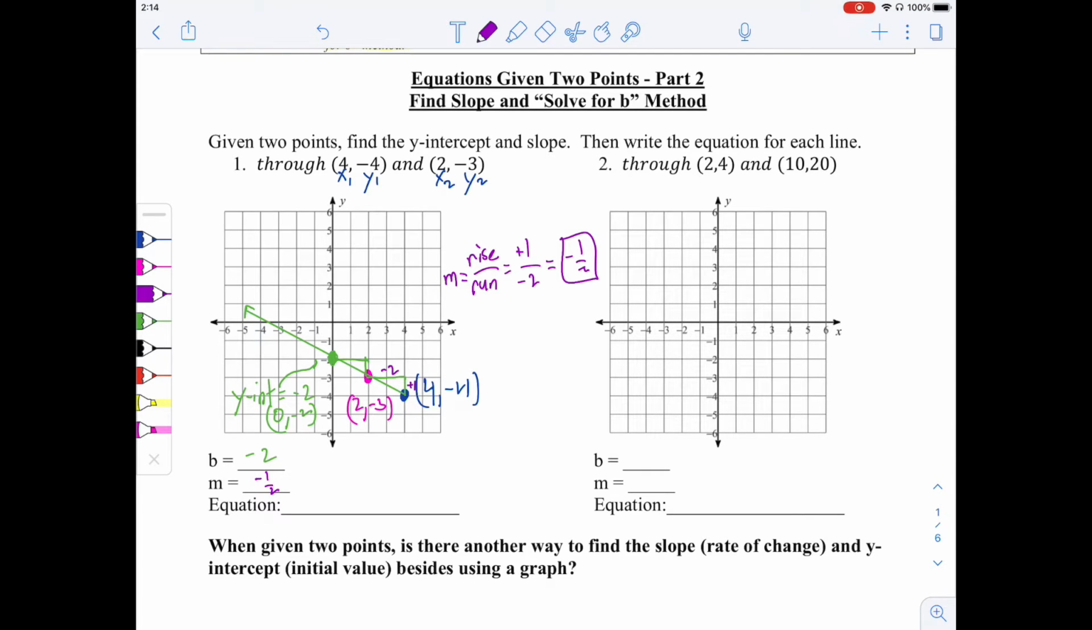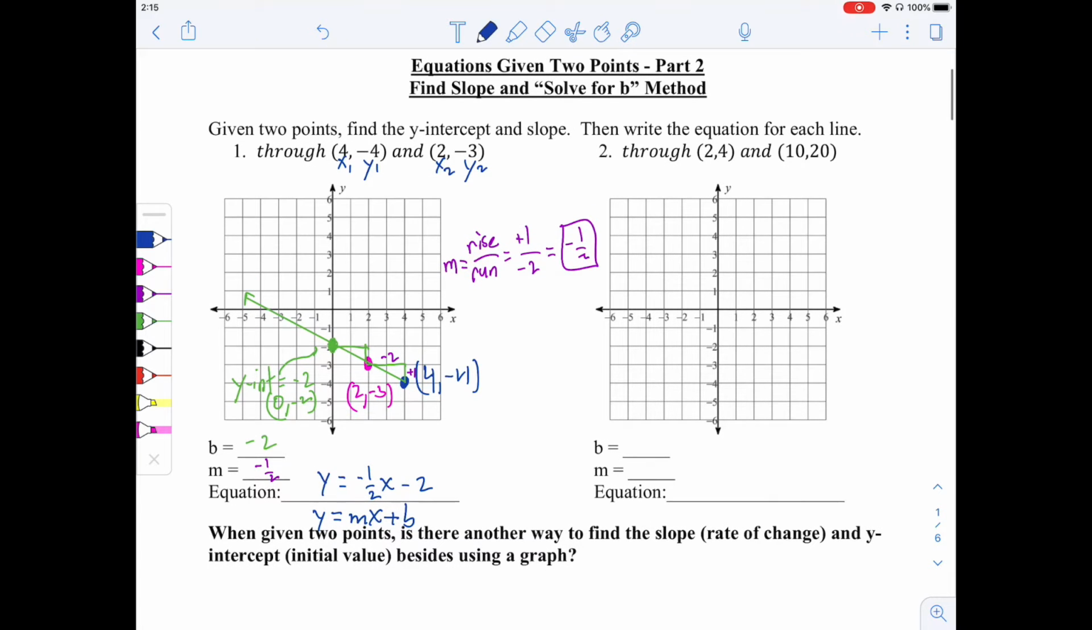And then for our equation, we always compare it to y equals mx plus b. So we get y equals, our m value was -1/2 next to our x, and then our y-intercept was -2, so we put -2. And that's our equation. All right, so let's look at number 2.